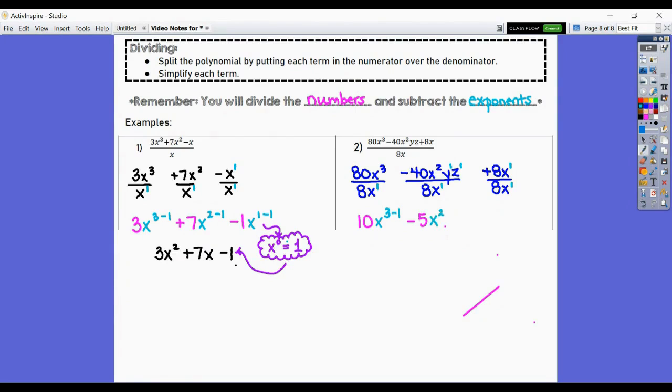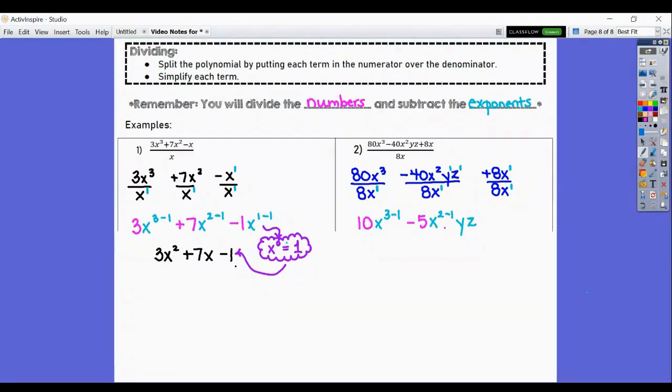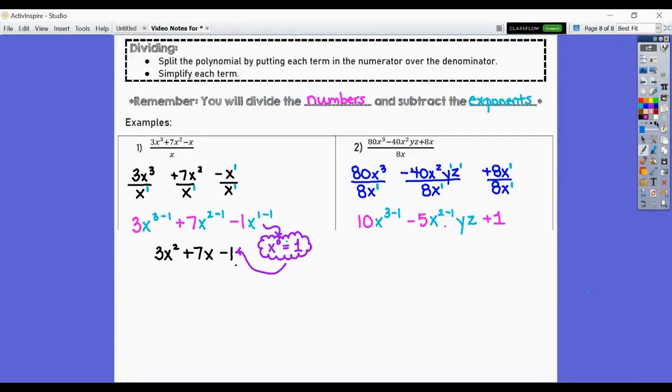Now, only subtract the exponents on like bases, so on my x terms. Y has nothing to be combined with, and neither does z. I'm not subtracting the exponents there because there's no y or z terms in my denominator to subtract from. Then, last term, divide the numbers. 8 divided by 8 is indeed 1, and I subtract the exponents of x, 1 minus 1. Final terms are going to be 10x squared minus 5xyz, and then I add 1.